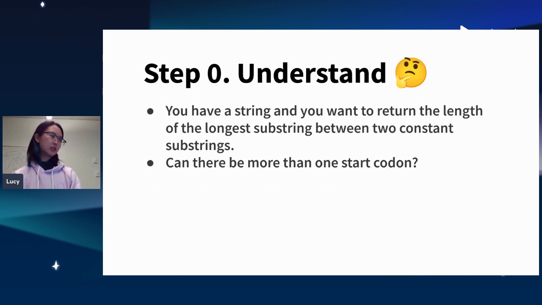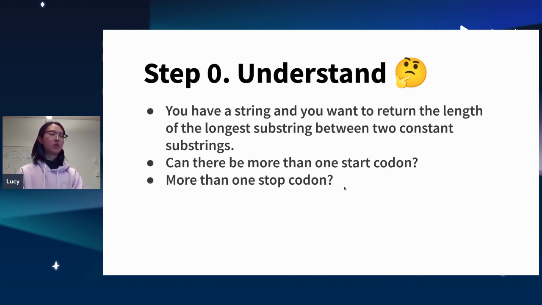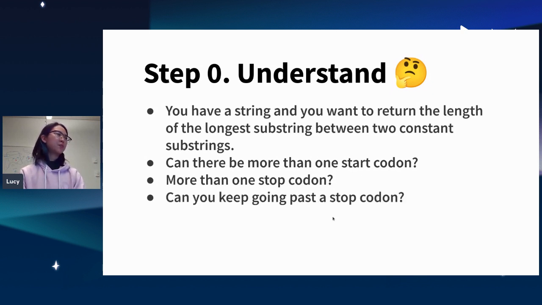The next question I would ask is, can there be more than one start codon? The answer is yes. Someone also touched on whether there can be more than one stop codon. The answer is also yes. The next one, which another person also asked, is whether you can keep going past a stop codon. The answer would be no, and I'll have an example that shows that.